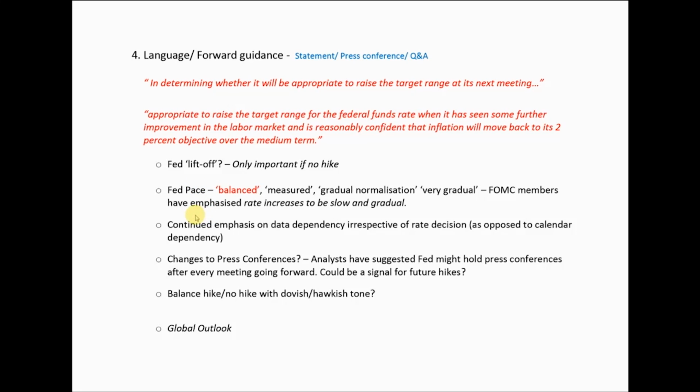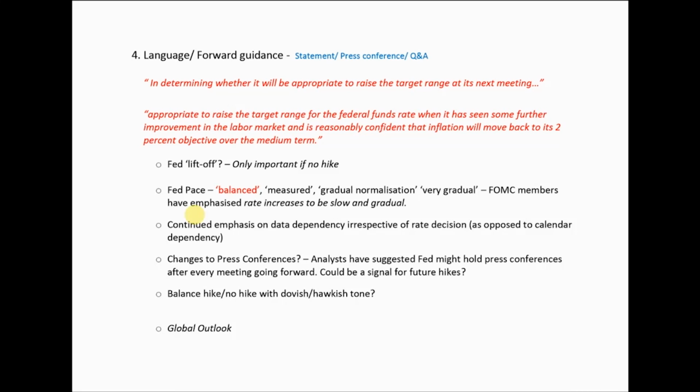Probably more our focus, because the rate hike is pretty much priced, will be the Fed pace. Now, they've talked about being balanced in their approach to hiking rates. In the past, they've used terms such as measured pace, gradual normalization, very gradual.